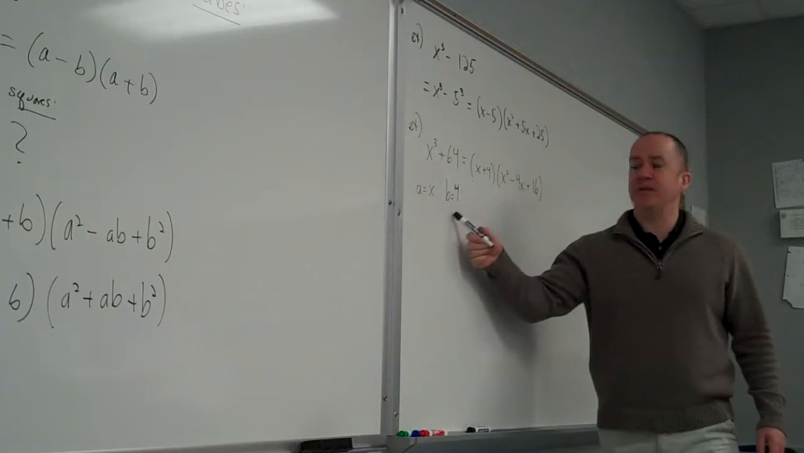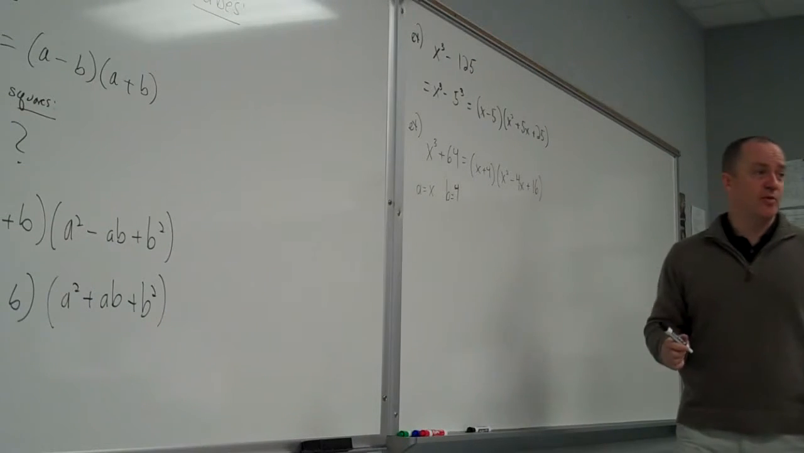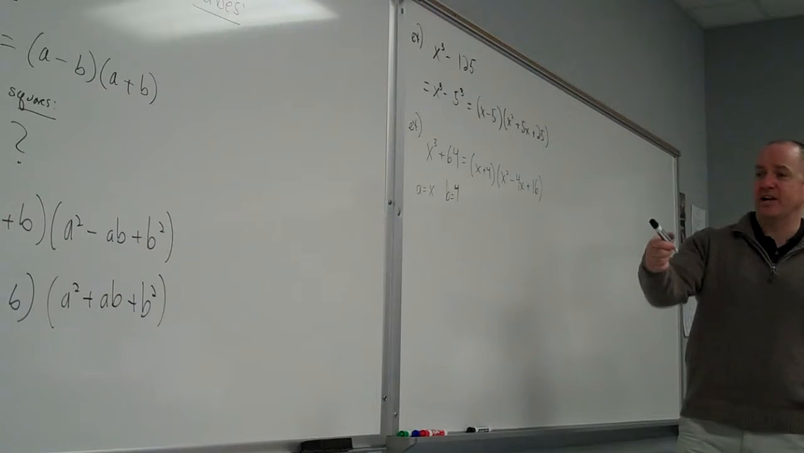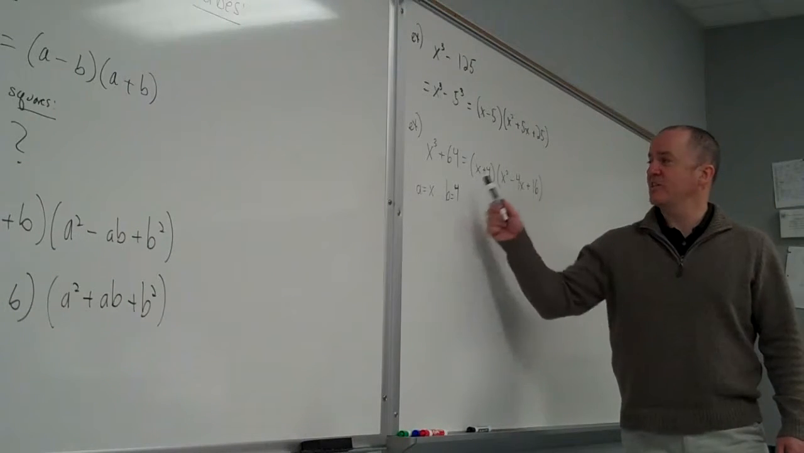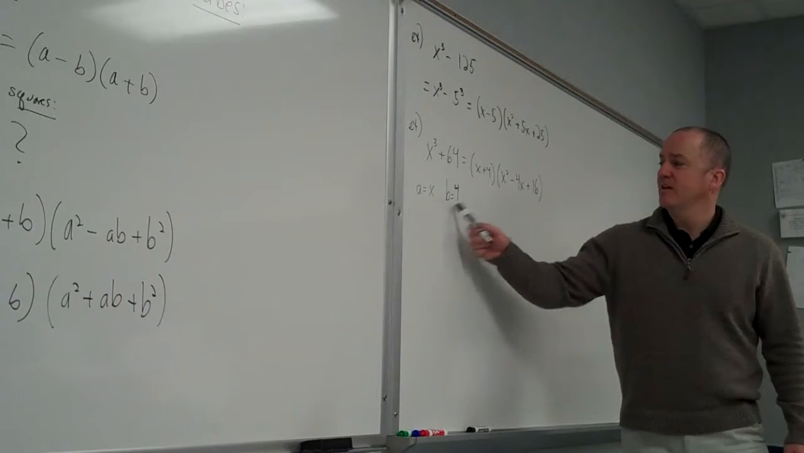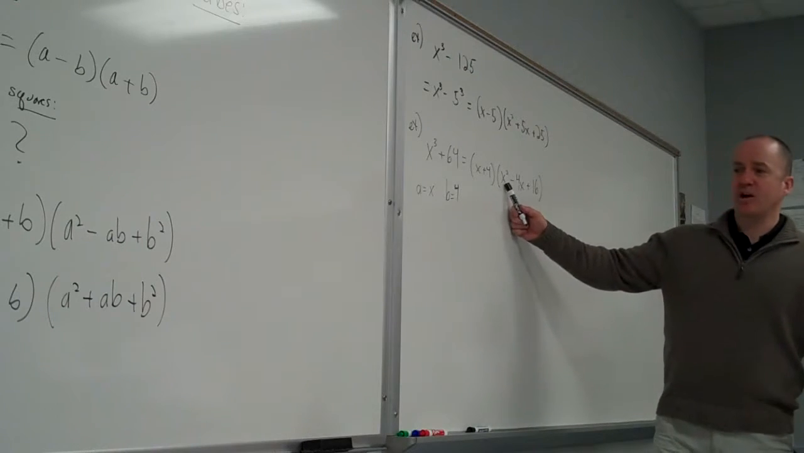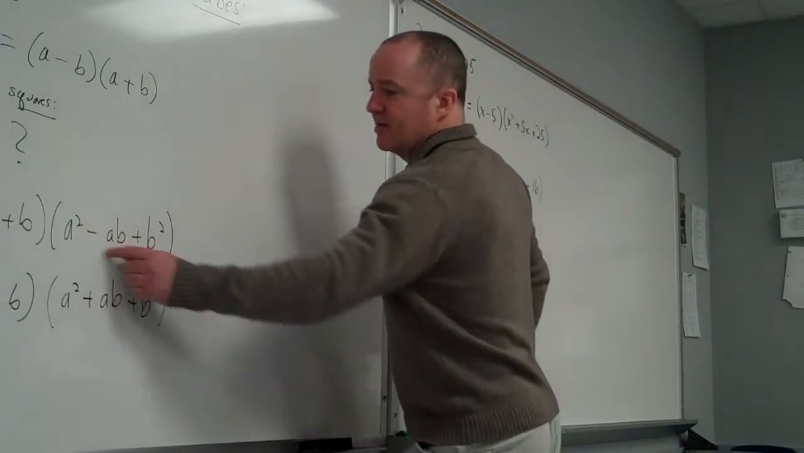If 64 is b cubed, b must equal 4. So then I'm just following the formula down there and plugging in x for a plus b for 4, x squared in this part. Do you have to memorize these formulas or something?